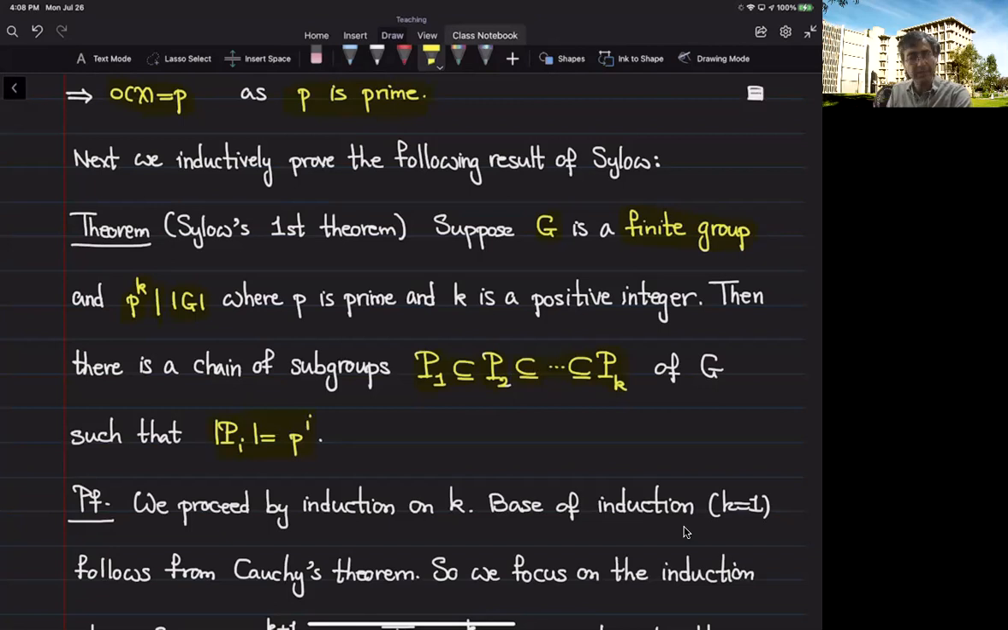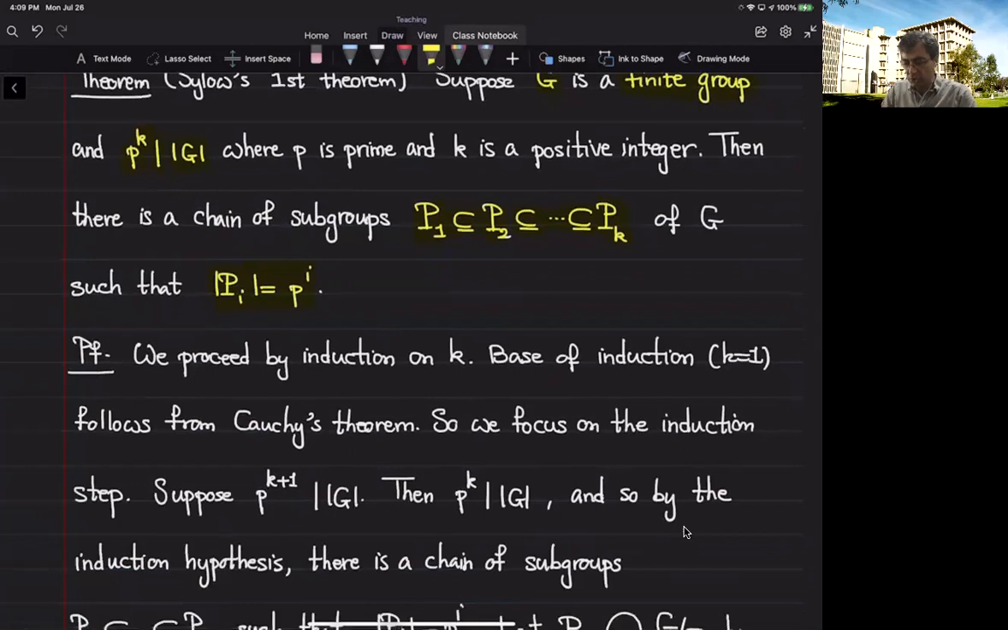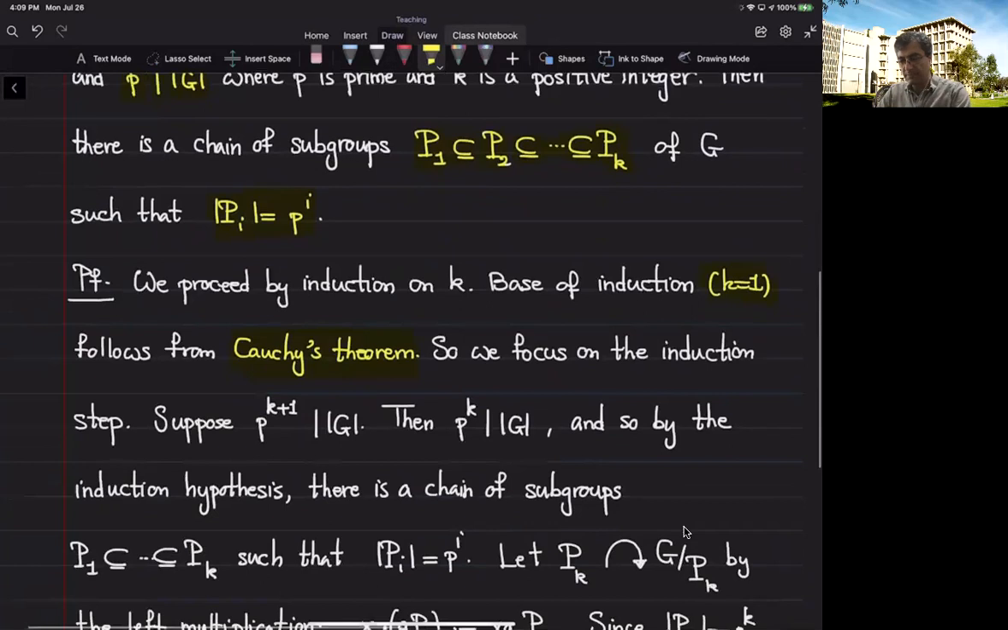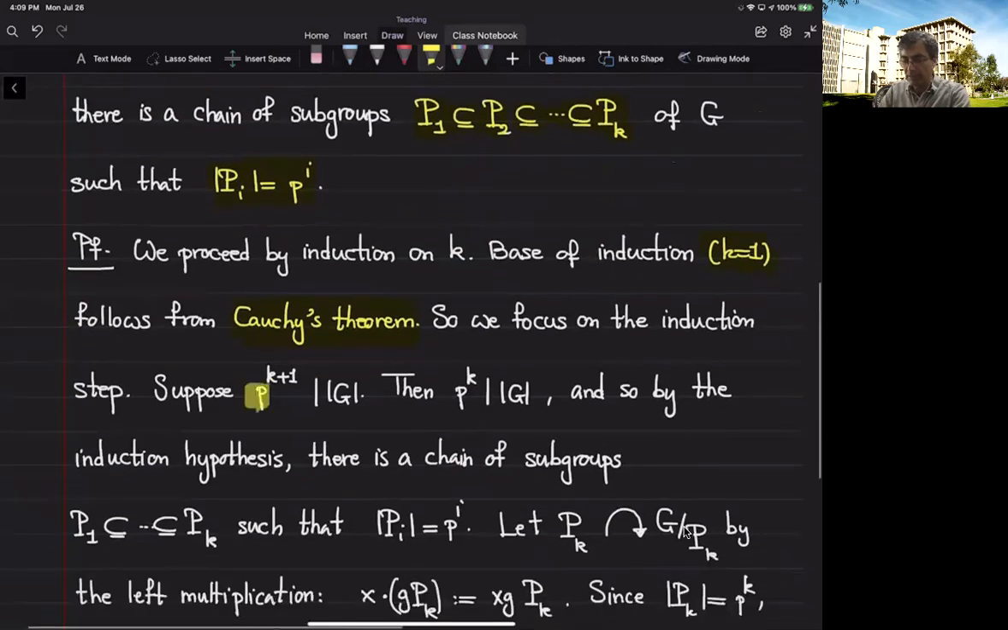We are going to proceed by induction on k. Of course, the base of induction, when k is 1, is essentially Cauchy's theorem, so we don't discuss it. We are going to focus on the induction step. That means I'm going to assume that we know this result for p to the k, and I want to prove it for p to the power k plus 1. So assume p to the power k plus 1 divides the cardinality of G.